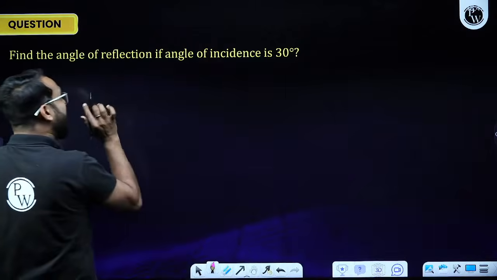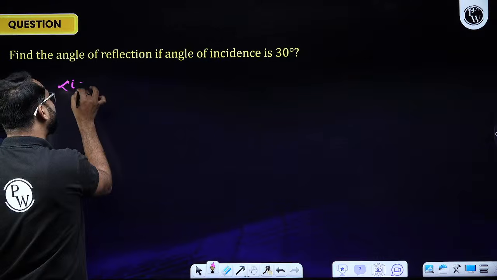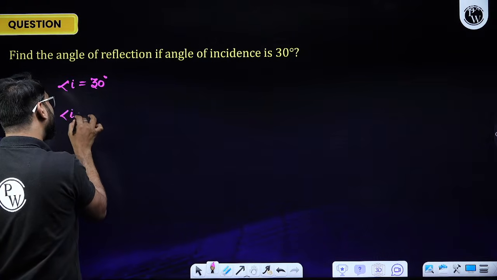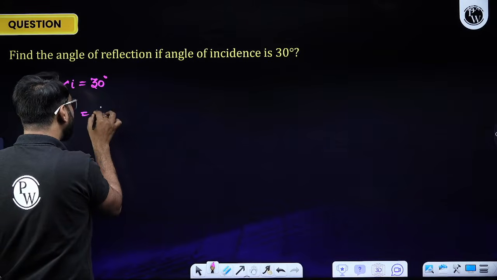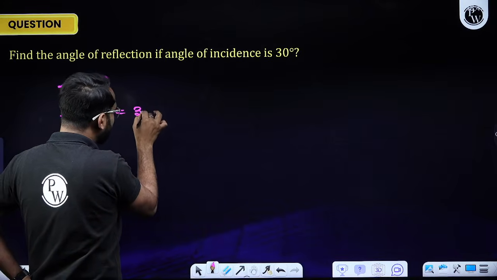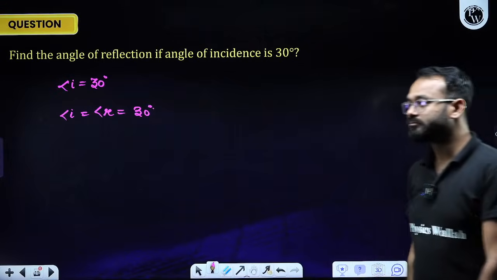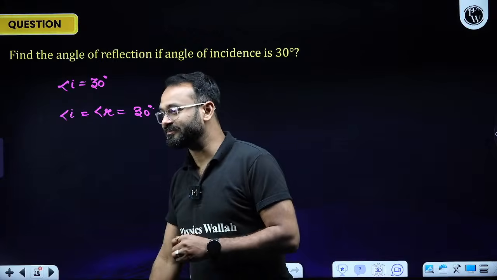So it says angle of incidence, when it is clearly stating that the angle I is equal to 30 degree, according to the rule, angle I will be equal to angle R, which will be nothing but 30 degree. So the one who is saying 60 degree, you need to put more attention.